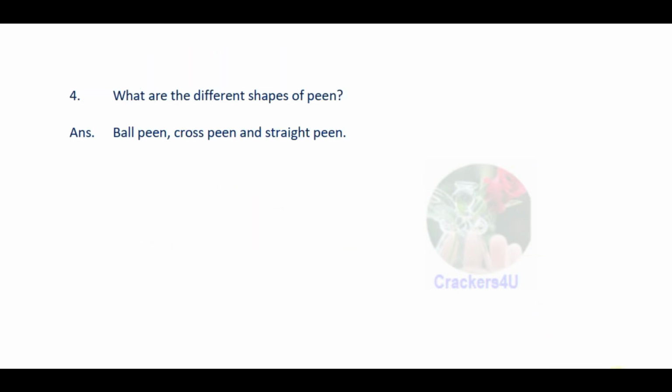What are the different shapes of pin? Answer, ball pin, cross pin and straight pin.